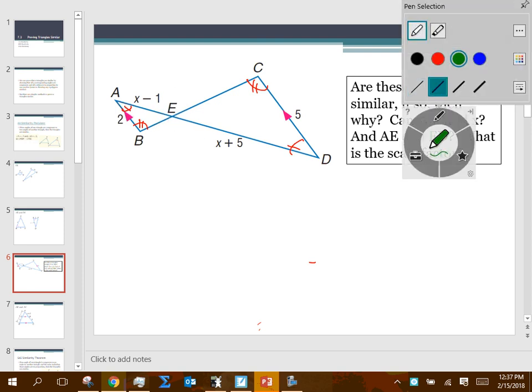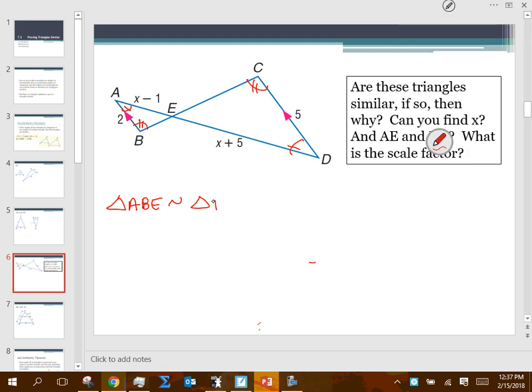All right, so, just going maybe off of those, let's name these triangles. Let's name them triangle A, B, E. Is that okay? If I go A, B, E, what do I have to name the other one? D, C, E. Yep.